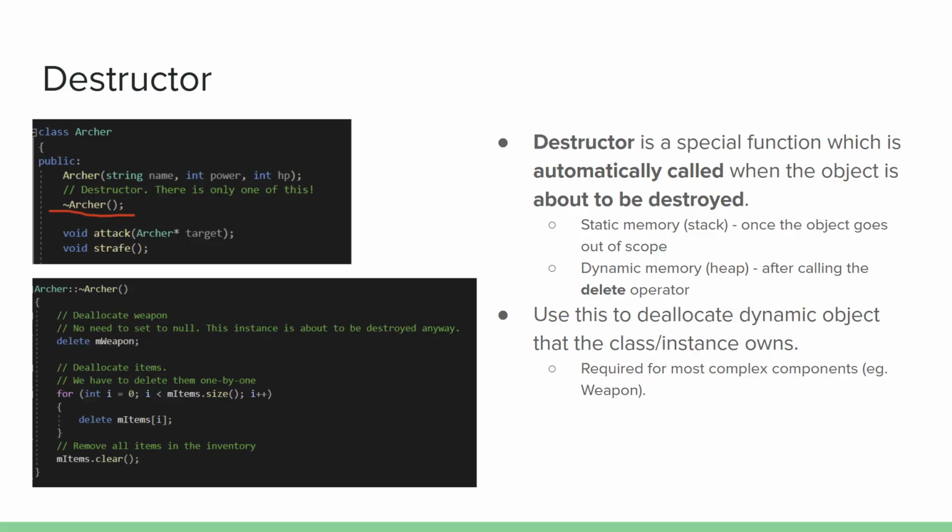The moment you try to delete archer, it will run the destructor first. In this case, we want to delete weapons and delete the items inside. So automatic na. So use this to deallocate dynamic objects that the class or instance owns. So this is required for most complex components. Okay, questions? Clarification? None?